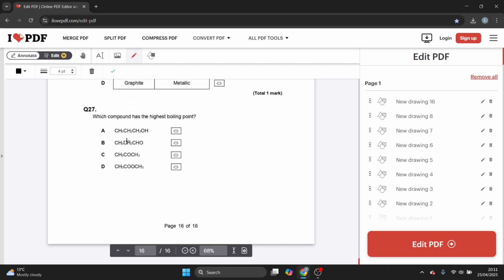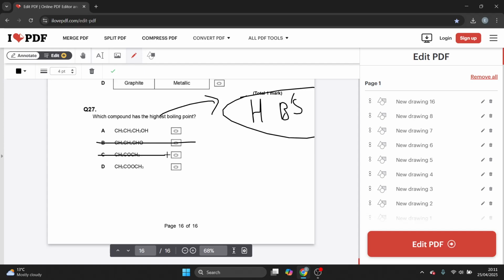Which compound has the highest boiling point? Anytime you see this, I'm looking for hydrogen bonding, hydrogen bonds, whatever you want to call it. This one, no, because I know it's not that one. This one, that's a ketone, that's in the middle. No, it's got to be that one. Wait, yeah, because the electron deficient hydrogen is bonded to oxygen. It's got to be that one.